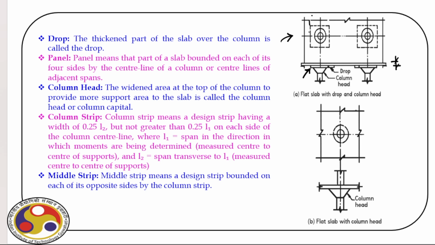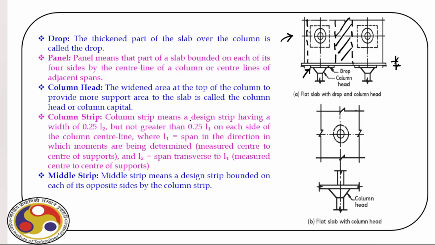So one region is called the column strip. When we talk about the reinforcement, there is a region around the column. This is the column strip. Obviously, for the other column, we have a similar strip. Then this part in the middle between two column strips is what we call the middle strip.